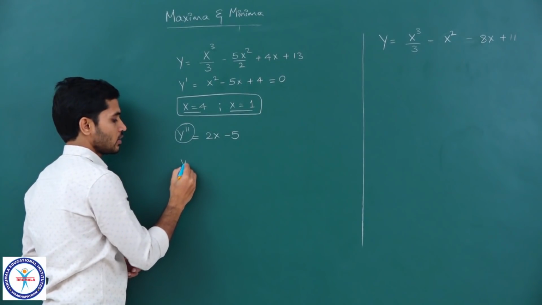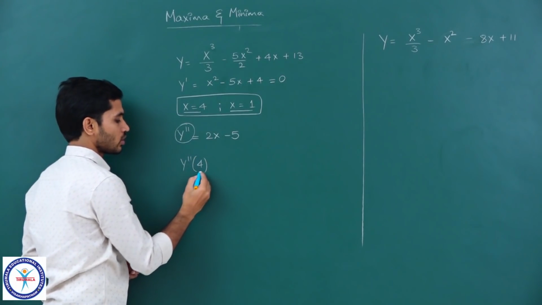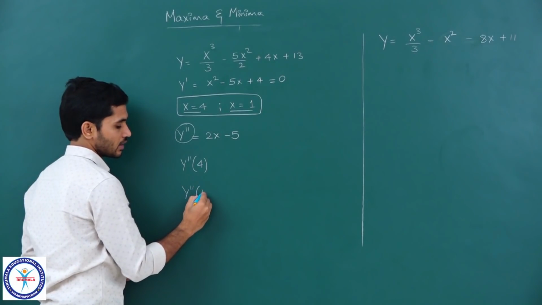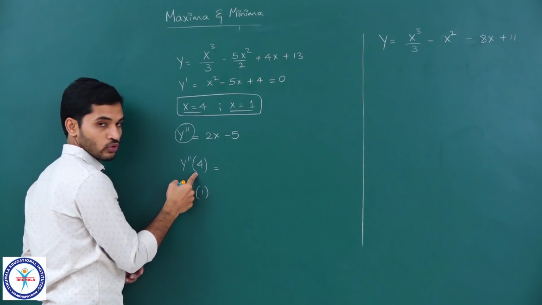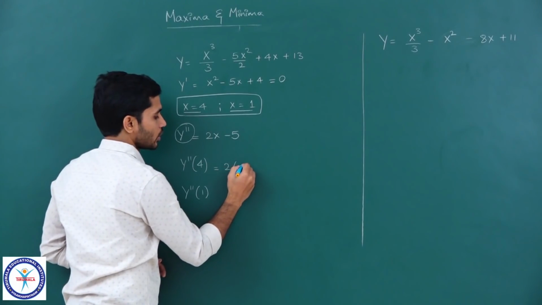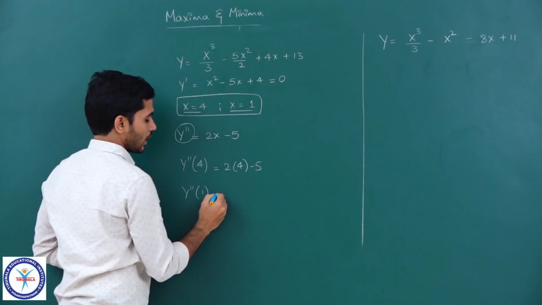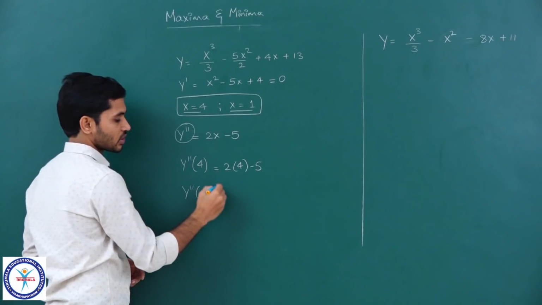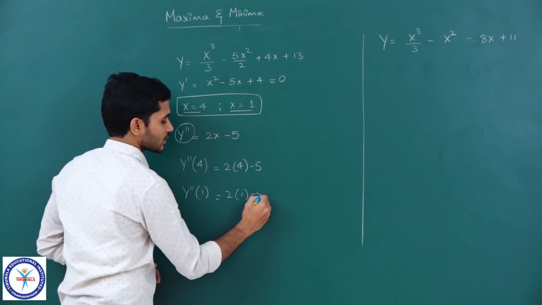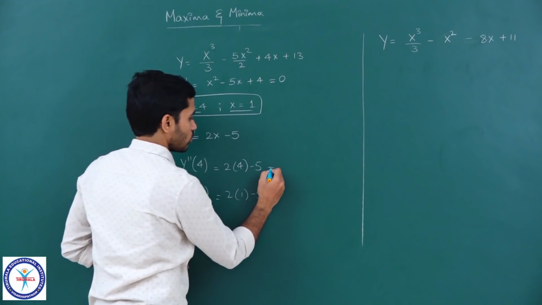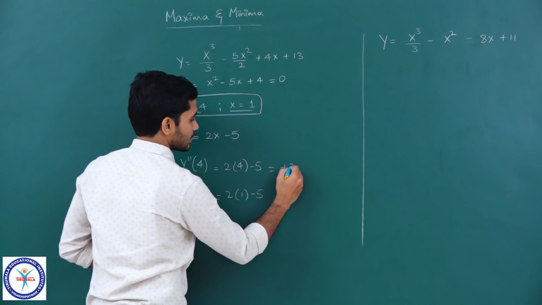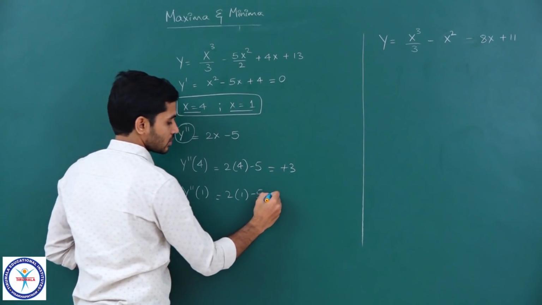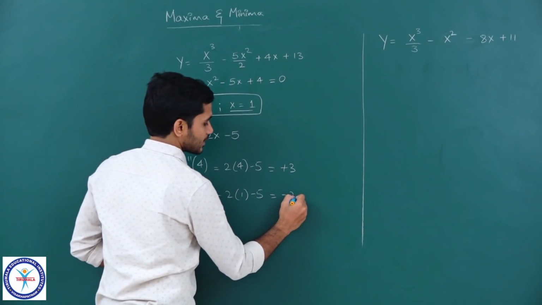So, let us do that. What is y double dash at 4 and what is y double dash at 1? At 4, what is the value? 2 into 4 minus 5. At 1, what is the value of y double dash? 2 into 1 minus 5. So, let us see what I am getting here. Plus 3. What am I getting here? 2 minus 5, minus 3.